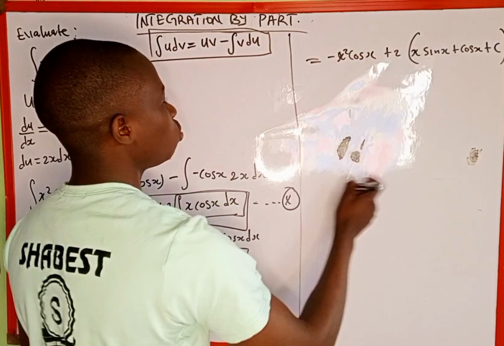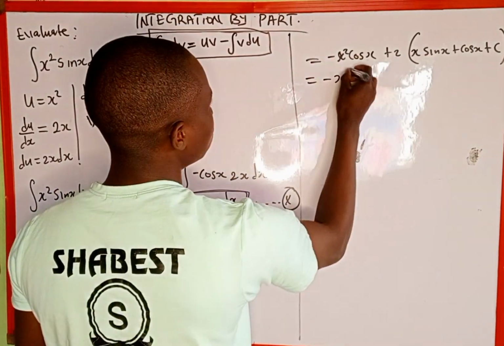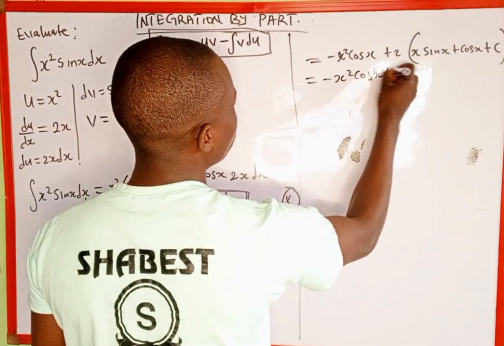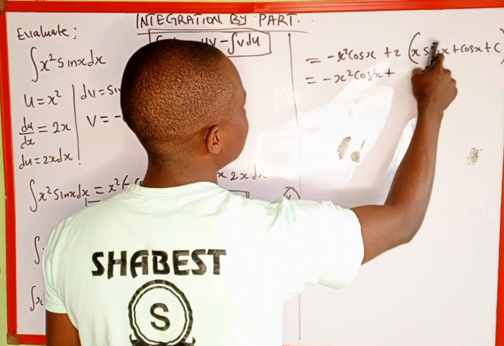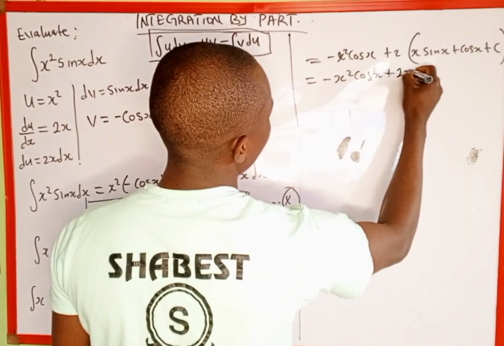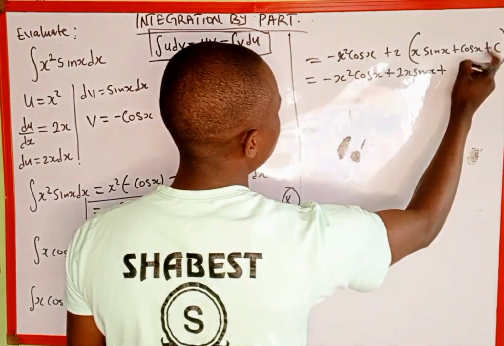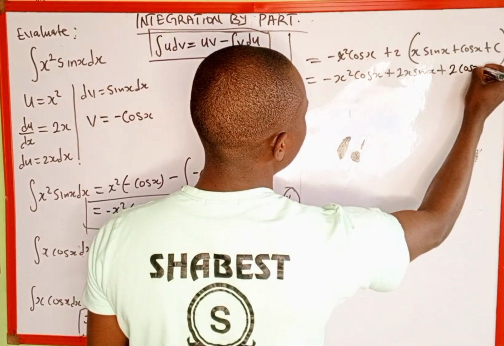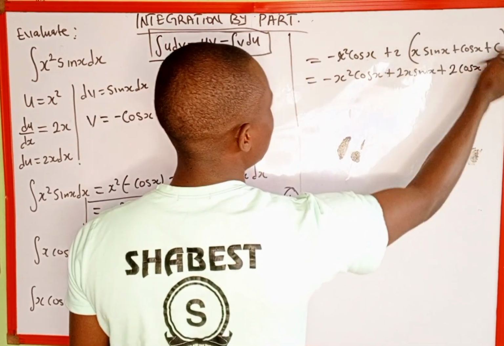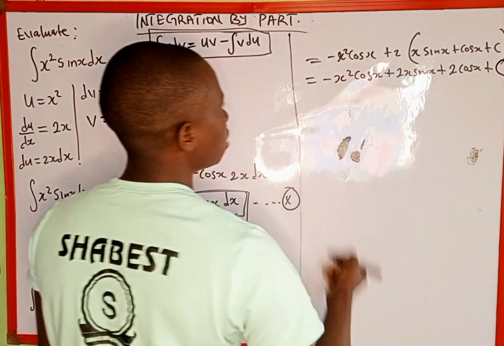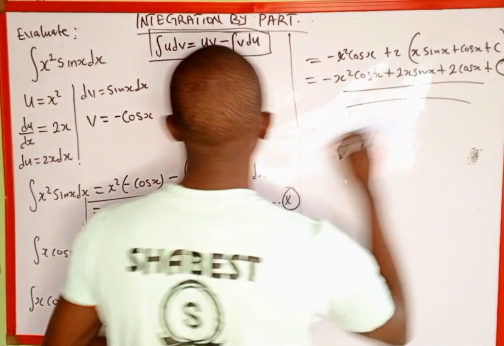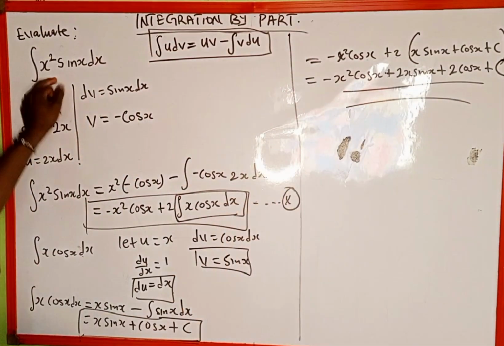Now we're going to use these two to open the bracket. We have negative x squared cosine x plus 2 multiplied by x sine x, which is going to give us 2x sine x, then plus 2 multiplied by cosine x, which gives us 2 cosine x, then plus 2 multiplied by the constant, which is the same as a constant. So here is the integration of this function with respect to x using integration by parts.